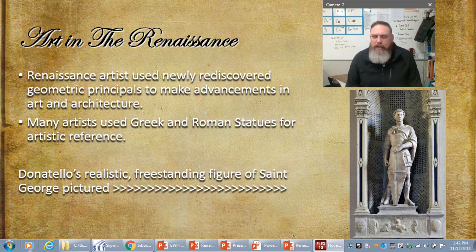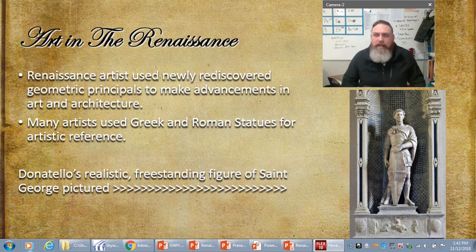Many artists used Greek and Roman statues for artistic reference. If you'll remember back to the very first time when I showed you guys the picture of David and the picture of Augustus together, those two pictures side by side, you probably wouldn't be able to tell just glancing at them that they are literally like 1300 to 1500 years apart in when they were made, because people used Roman art as a base.